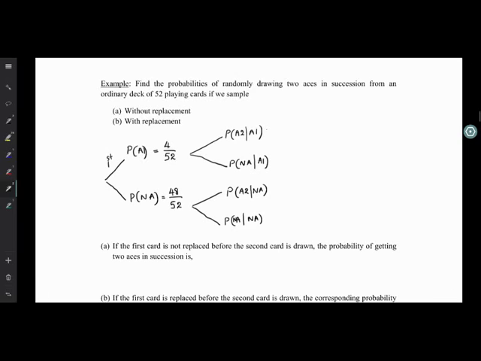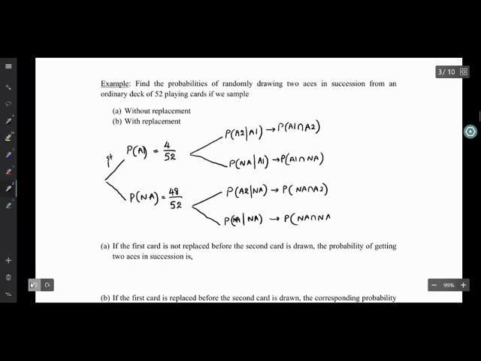Now if you multiply along these four paths, this is the multiplication rule. The first one will be: first is an ace, second is also an ace. This will be the probability. We'll write it in the correct order. First is an ace, but second is not an ace. This is the probability. The first card is not an ace, but the second is an ace. This is the probability. First is not an ace, second is not an ace.